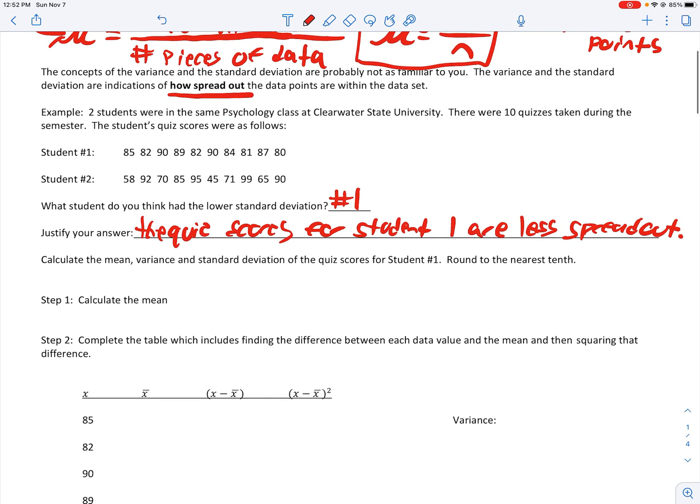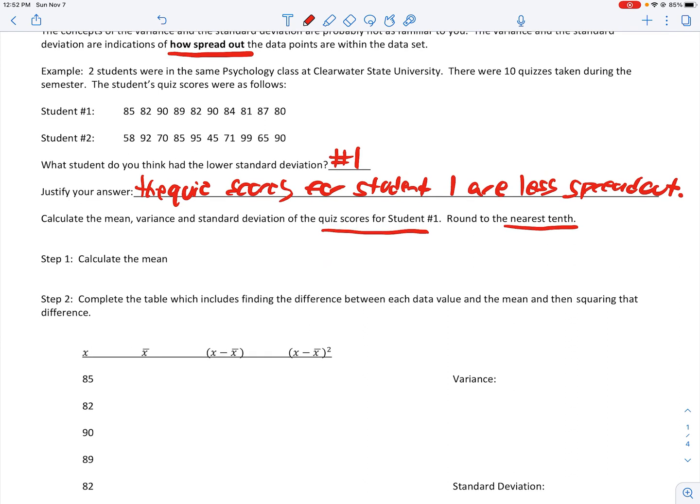So we're going to calculate the mean, variance, and standard deviation for student 1 and round to the nearest tenth. Remember, tenths place is 1 decimal. Tenths, hundredths, thousandths. So tenths is 1 decimal. First we're going to calculate the mean. So you're going to say the symbol mu or X bar. You'll see both of those.